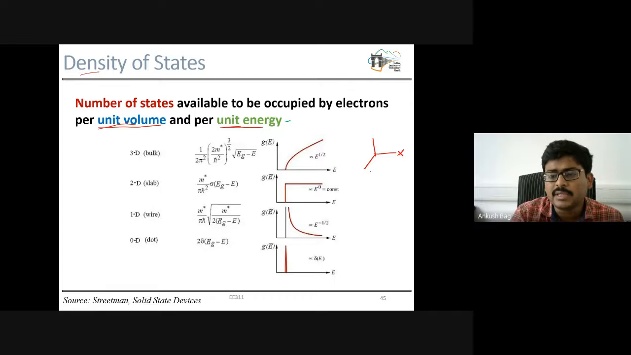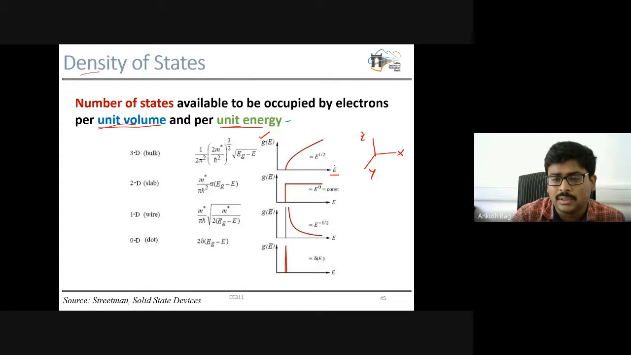So XYZ. This two-dimensional semiconductor has only X and Y. Let's say the plane of a sheet of paper, and if this sheet of paper is made of semiconductor, then this is a two-dimensional semiconductor, and in that case its density of states will be different. This graph shows the density of states variation with the energy E. Again, this density of states is a function of energy E.